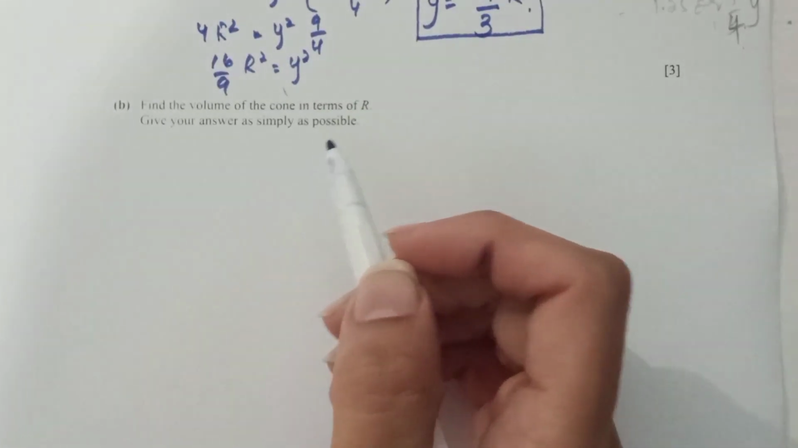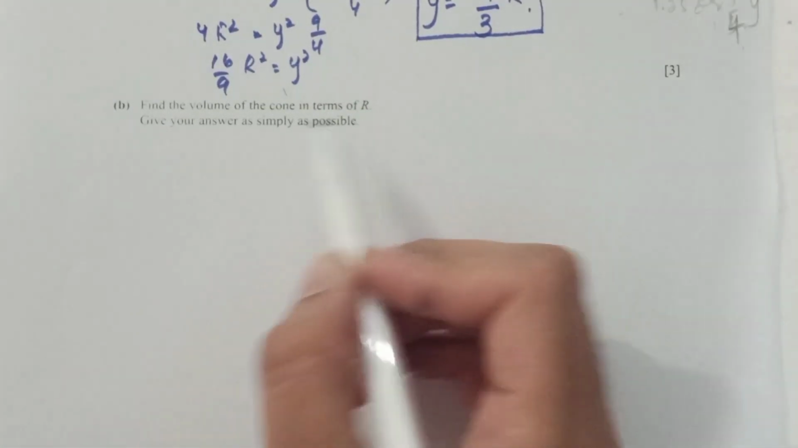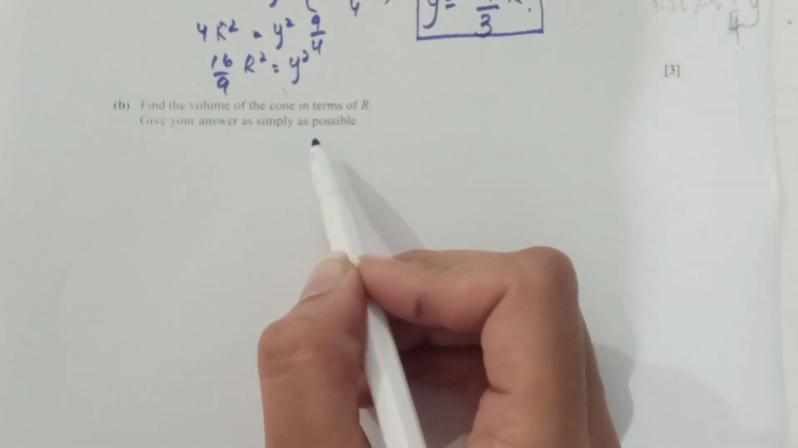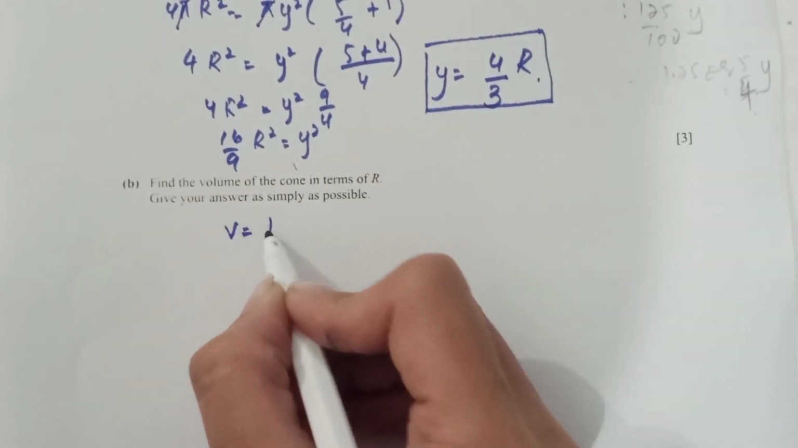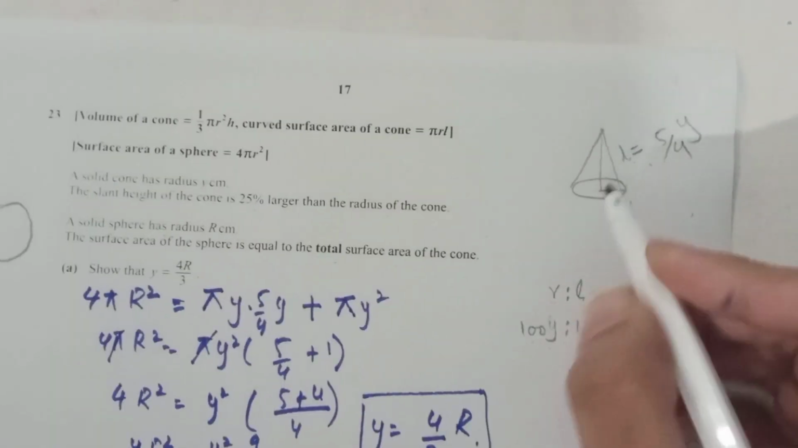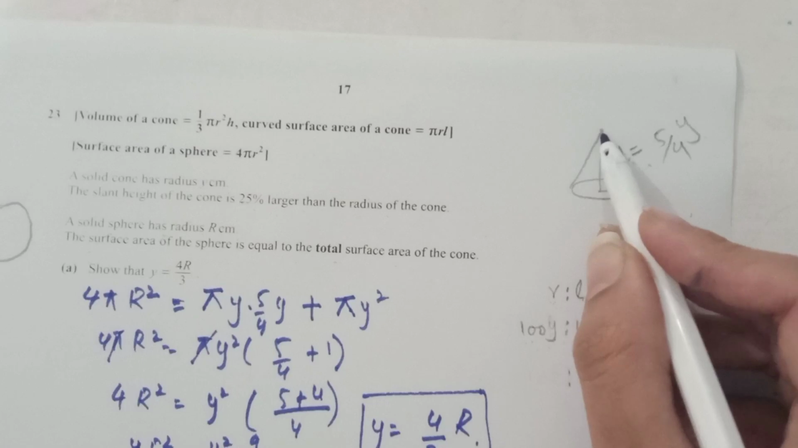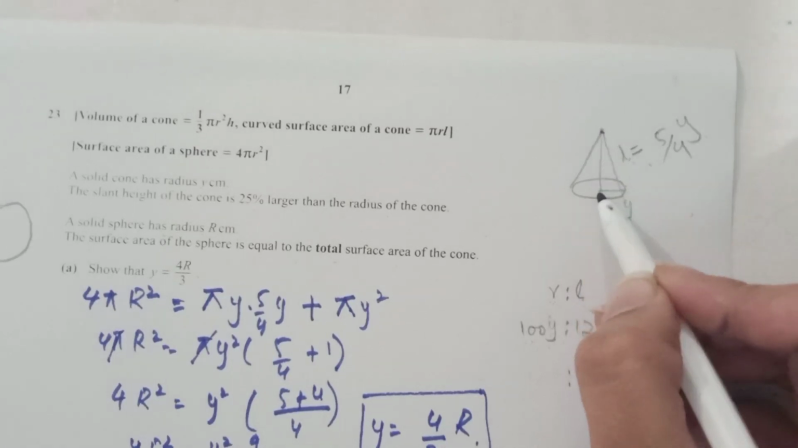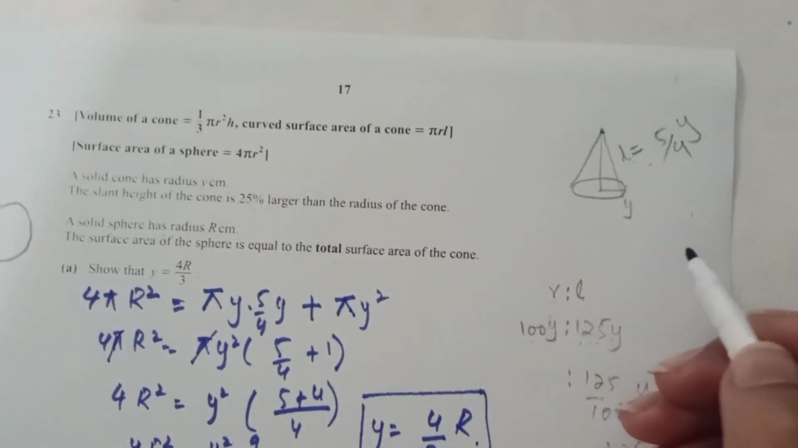Now students, part number B: find the volume of the cone in terms of R. Give your answer as simple as possible. Now we have to find the volume. The volume formula of a cone is provided to us, which is equal to 1 by 3 pi r square h. Now r is given to us as y, but h is not provided to us. First we have to find the value of h.